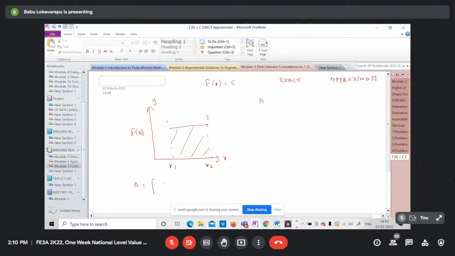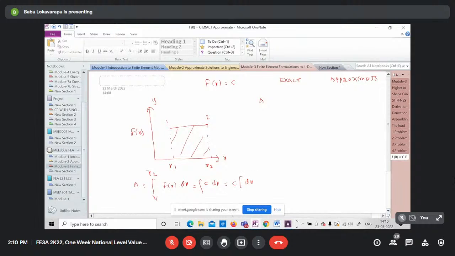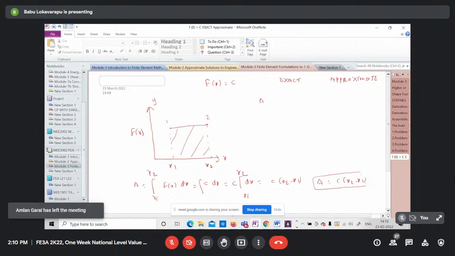What you have to integrate? The function, between limits x1 to x2. This I can do easily. f(x) equal to c, dx. The integral of c, c is constant, take it outside, integral dx with limits x1 to x2, is nothing but x2 minus x1. Therefore here the area is c into (x2 minus x1). This is what you have computed as the area. I'm talking about a simple thing. So this area is, I can say, 100% accurate.